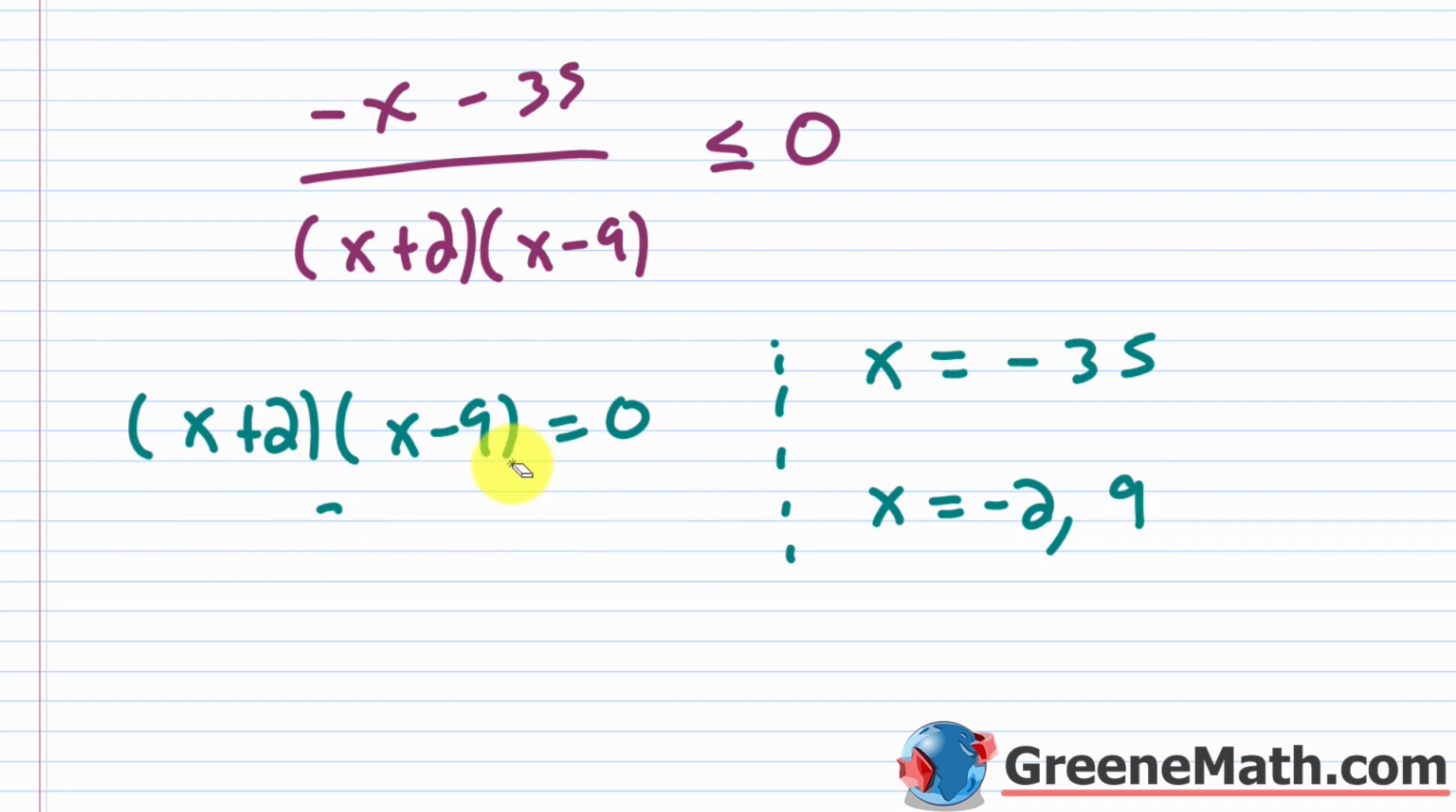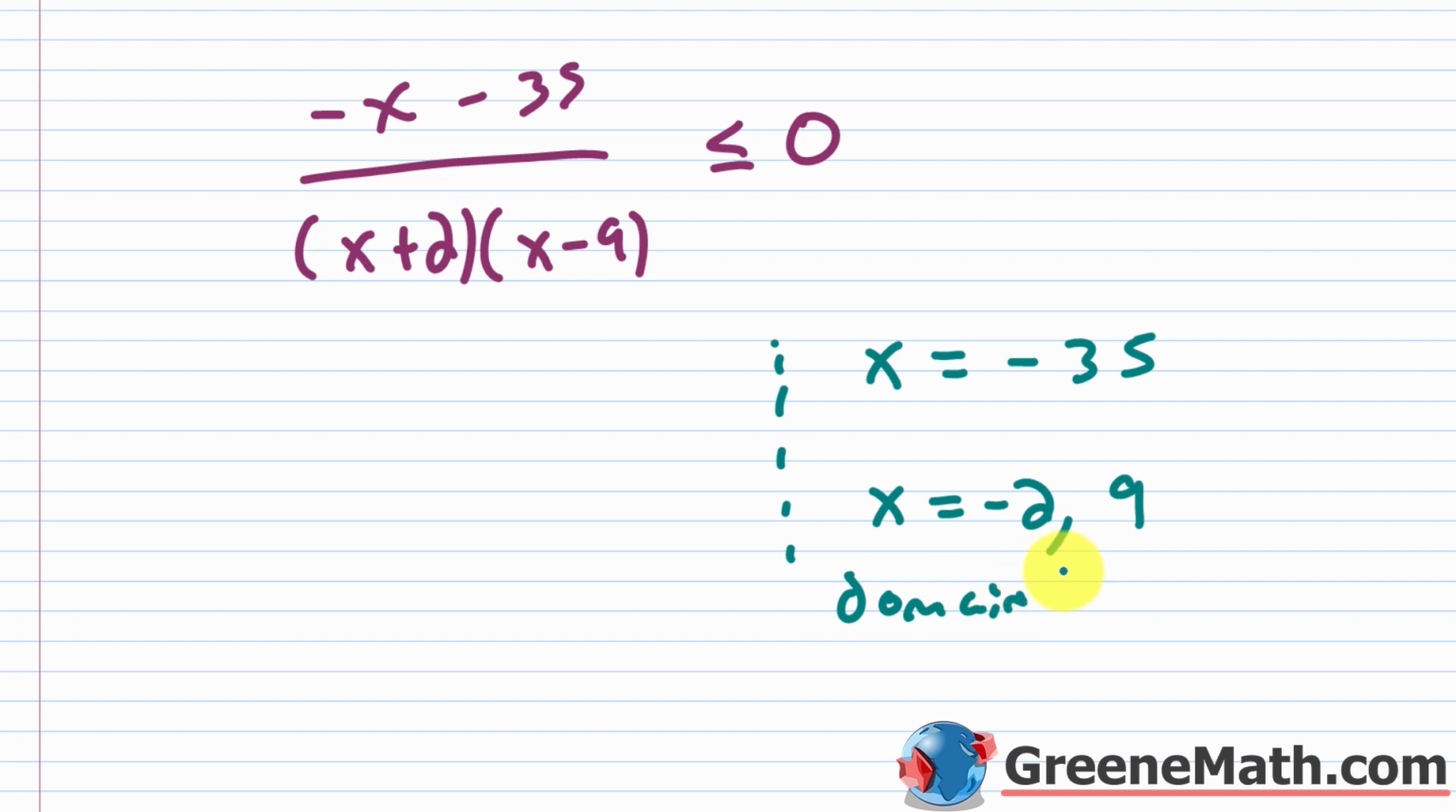So again, I want to specifically notate that x cannot be negative 2 because it would result in division by 0. And then x cannot be 9 because, again, it would result in division by 0. So these two would need to be excluded from the domain. So let's just say our domain is the set of all x such that x is not equal to negative 2 or 9.